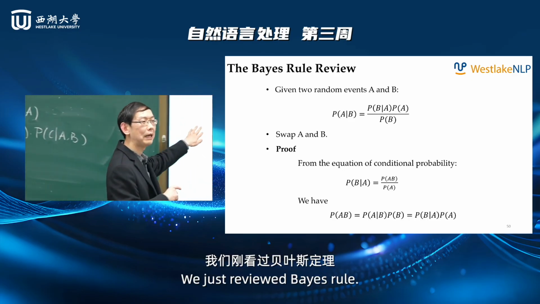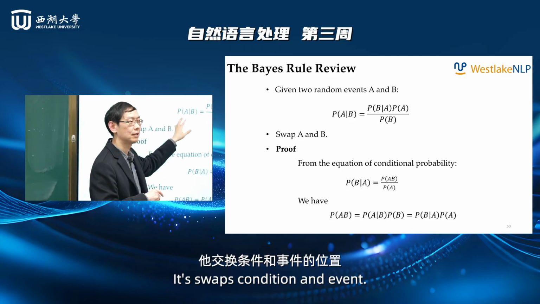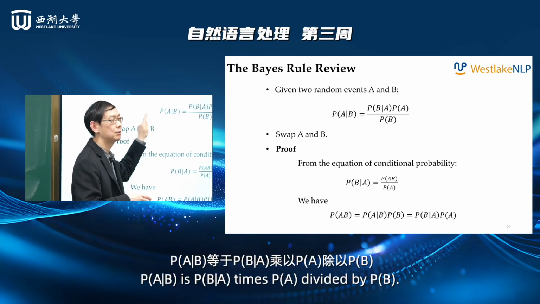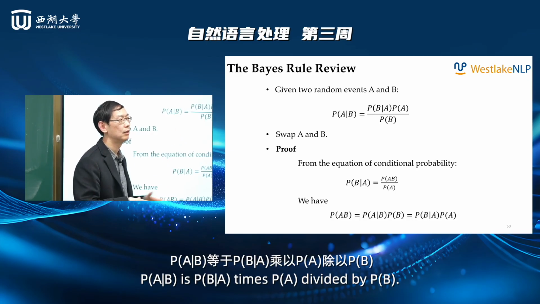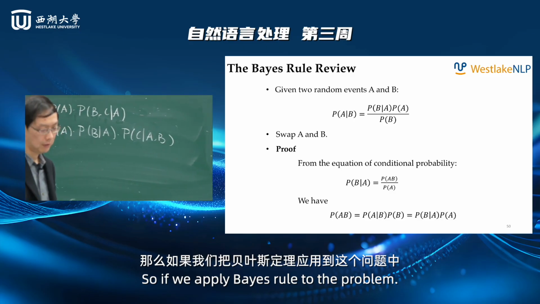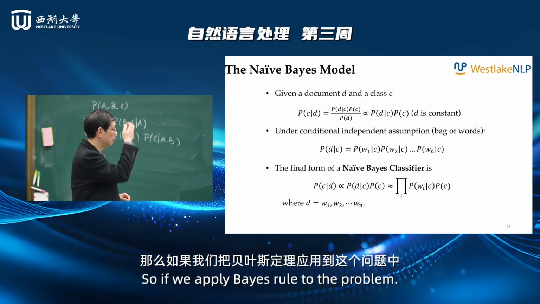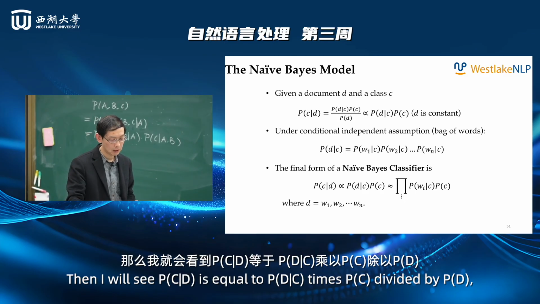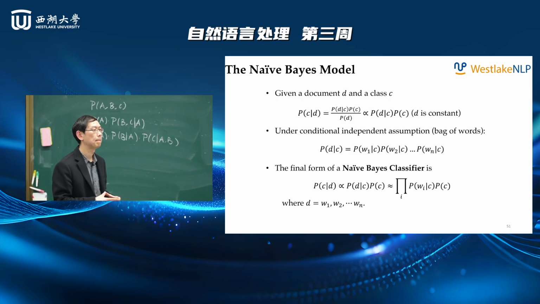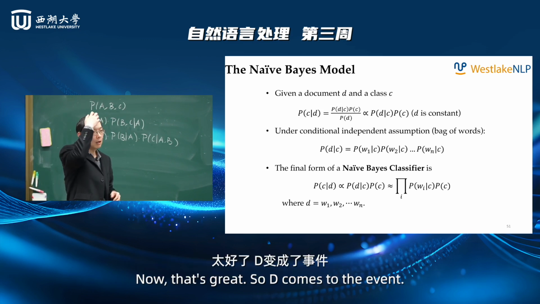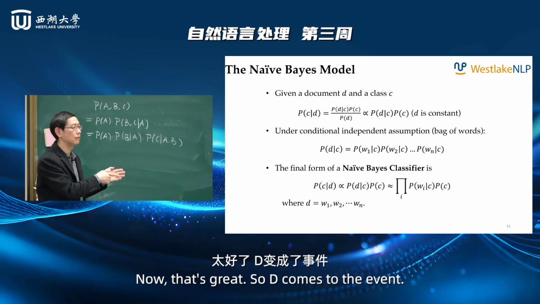We just reviewed Bayes' rule, right? It swaps the condition and the event. So P(A|B) is P(B|A) times P(A) divided by P(B), right? So if we apply Bayes' rule to the problem, then I will see P(C|D) is equal to P(D|C) times P(C) divided by P(D), as you see in this equation. Now that's great. So D comes to the event, right?